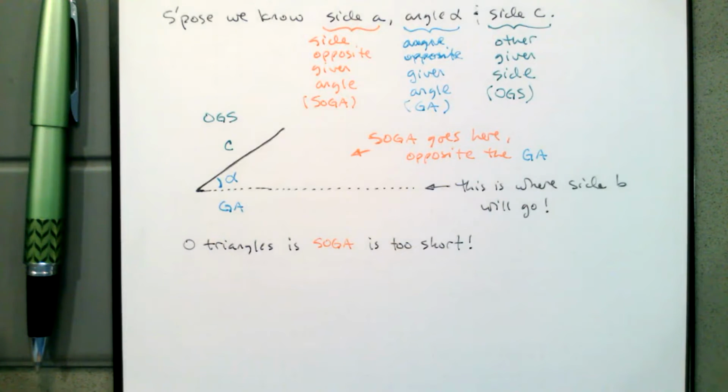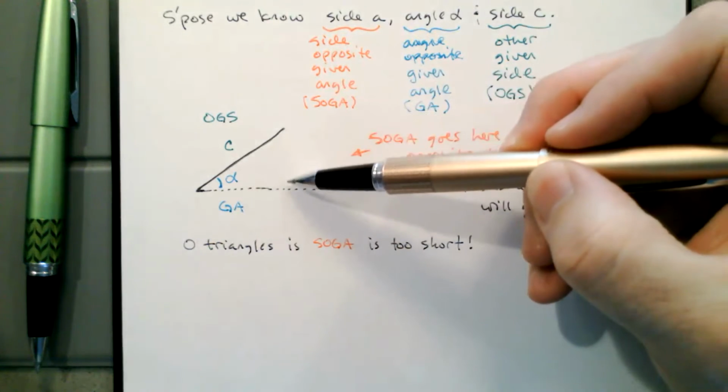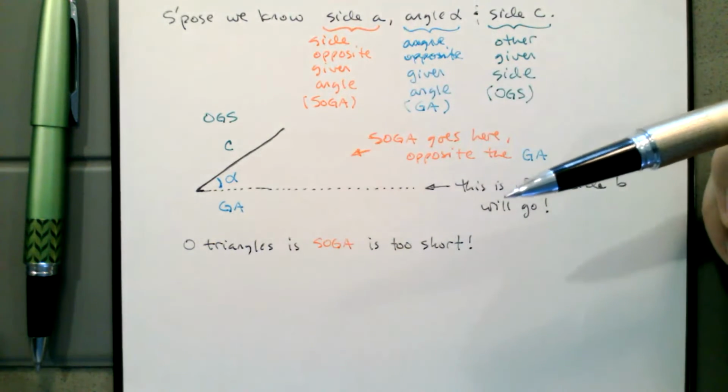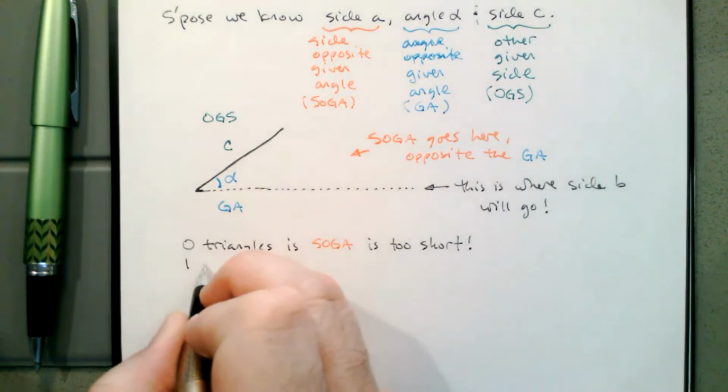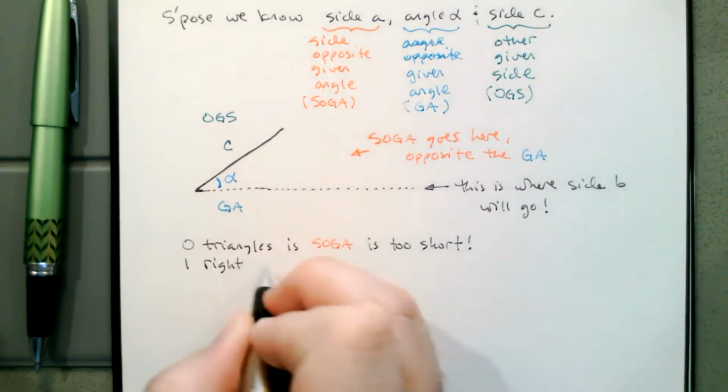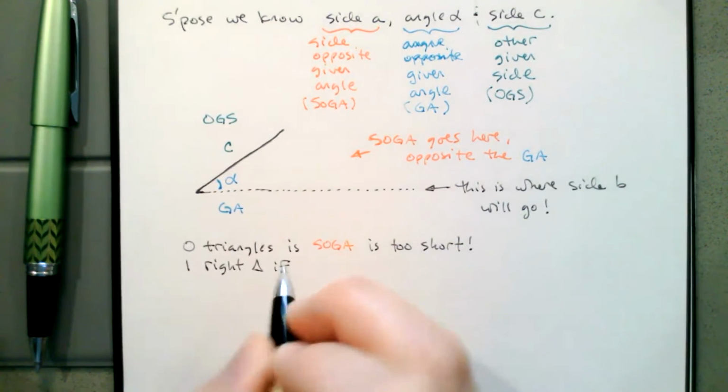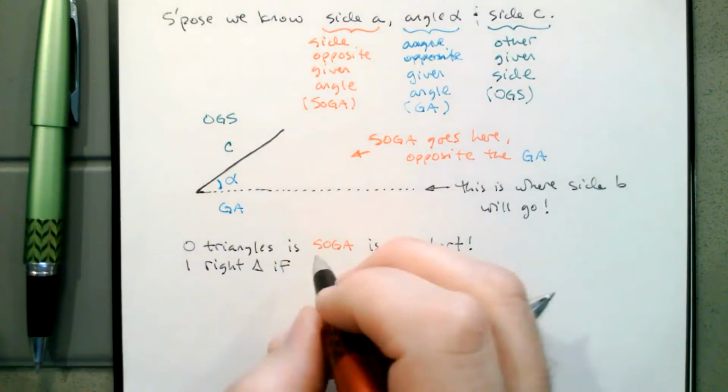If the side opposite the given angle is exactly long enough to go from the end of C down to the line for B, then we'll have 1 right triangle. So 1 right triangle, if the SOGA is just the perfect length.